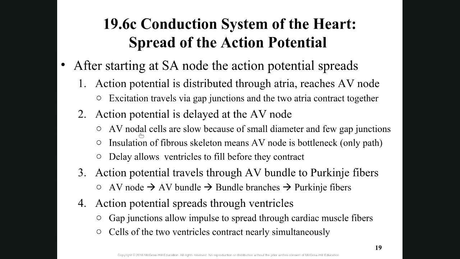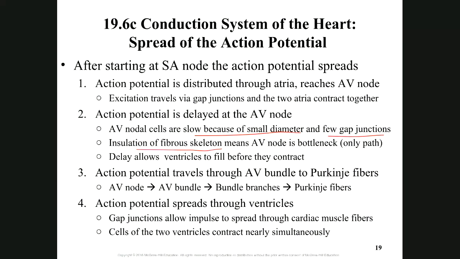AV nodal cells are slower because they are smaller in diameter and they have fewer gap junctions. And we have insulation of the fibrous skeleton. So it's like a bottleneck here. We have the only path here, and it can make a delay for the spreading of information. So we have the delay, which helps the ventricles to fill before they go to contraction.